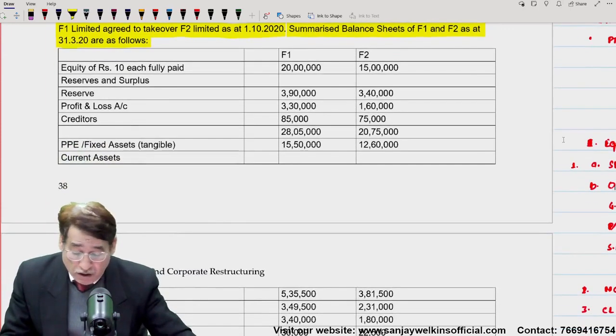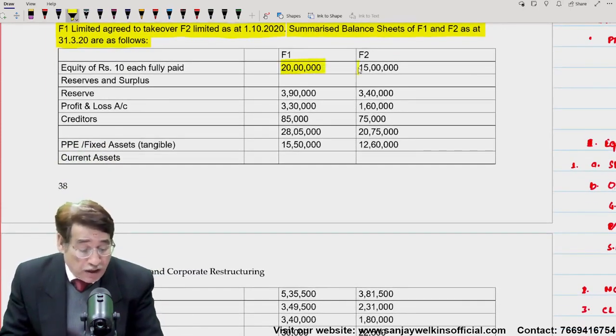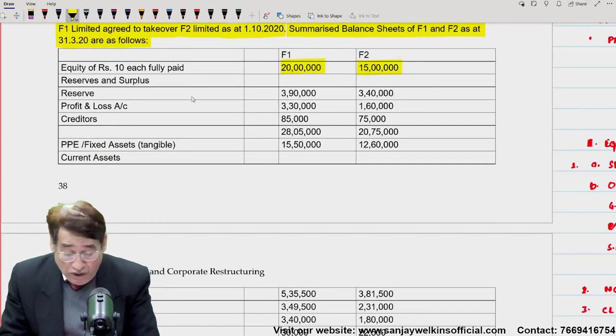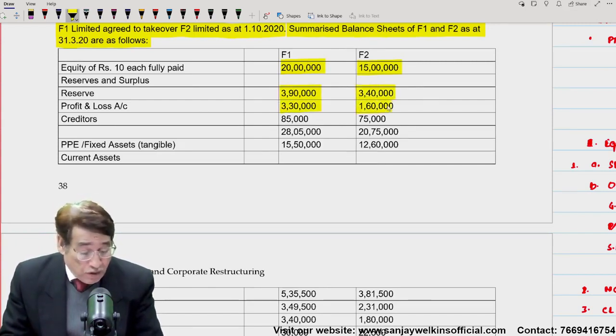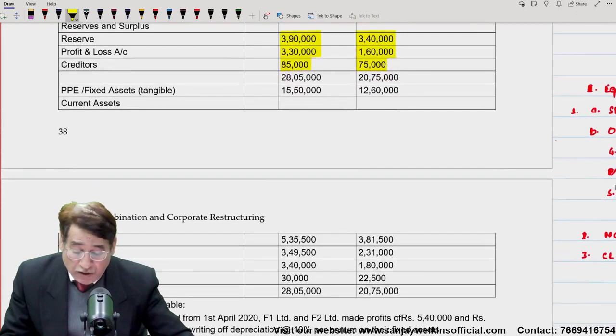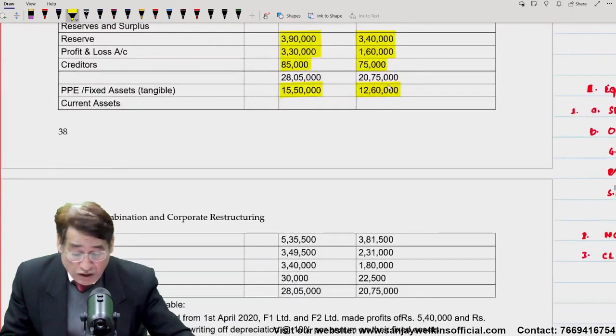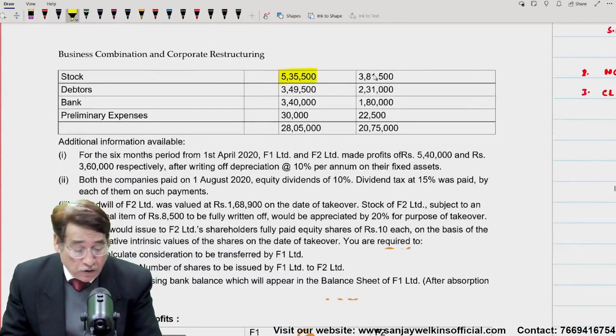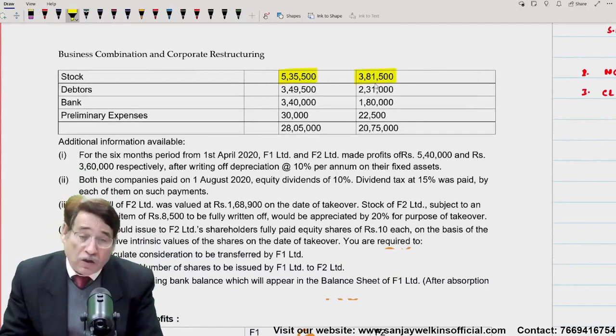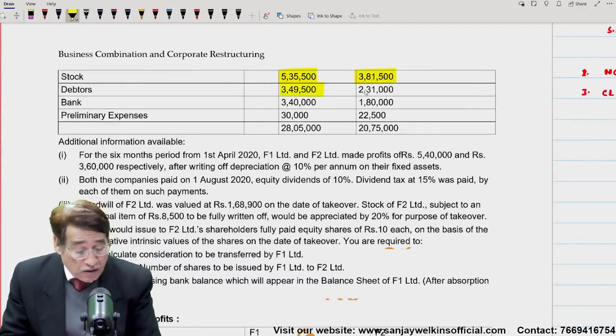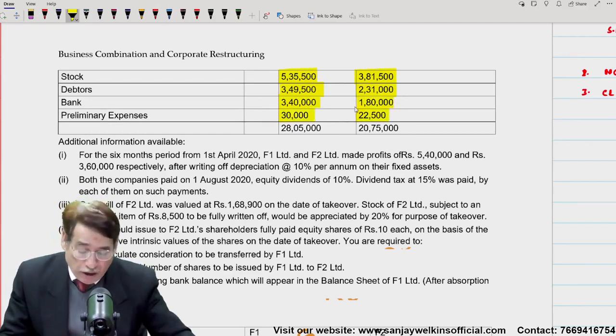Now, if you look into the balance sheet, you will find that there is equity share capital of F1 and F2. Remember, F1 is taking over F2. As far as reserves and surplus or other equity items are concerned, we have two, reserves and profit and loss account. Besides that, we have got one liability only, creditors. Then total is given. Then property, plant and equipment is equal to 15,50,000 and 12,60,000. Then we are being given current assets, lots of current assets are there, 2,35,500 stock, and 3,81,500 again, and then debtors, and then bank, and then we have preliminary expenses. Although preliminary expenses are given over here, as we know, preliminary expenses are valueless items.